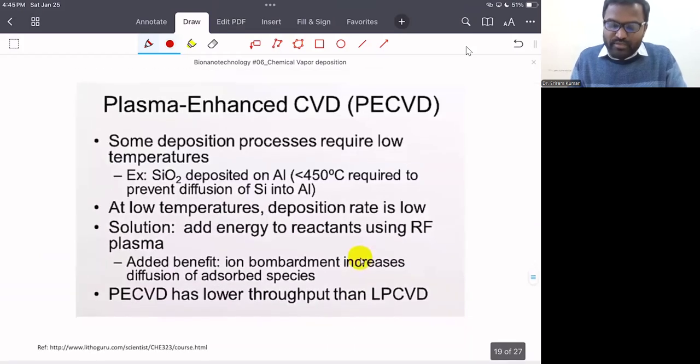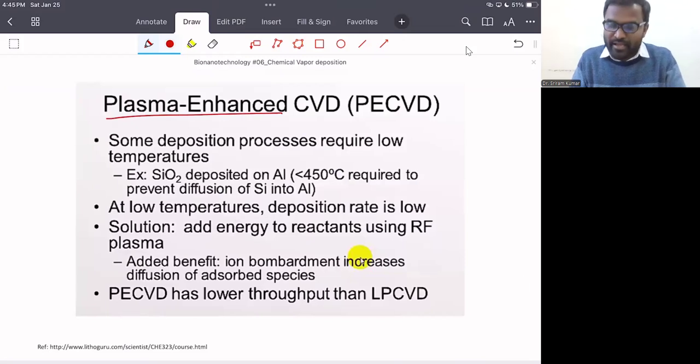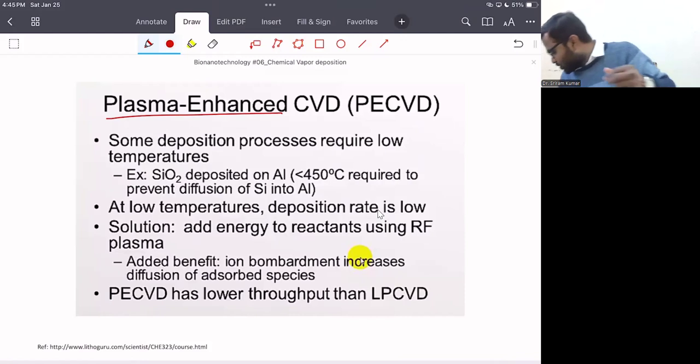And one important kind of CVD is plasma enhanced CVD. Okay, my power is very low. Let me connect with the power.